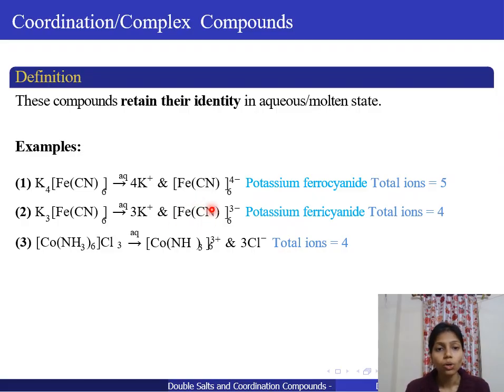So that's why these are called coordination compounds, which retain their identity in aqueous or molten state. So this is the difference between a double salt and a coordination compound.